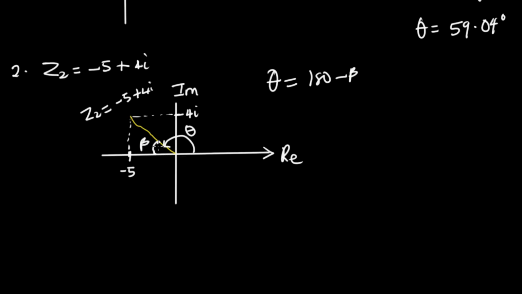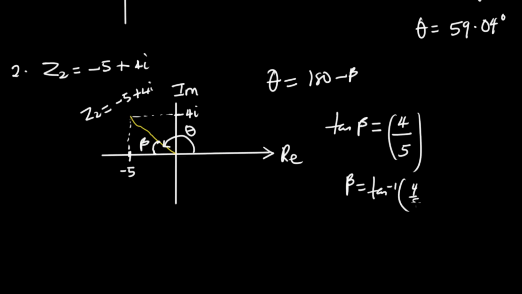If you study this triangle again, we are going to have that tan beta equal to the opposite, which is 4, over the adjacent, which is 5. We are not going to consider the negative sign, and here we have beta equal to the tan inverse of 4 over 5, and beta is equal to 38.66. So this is 38.66 degrees.